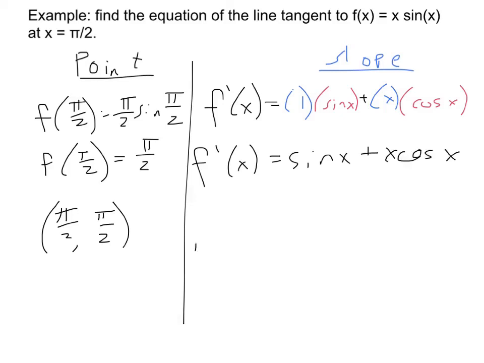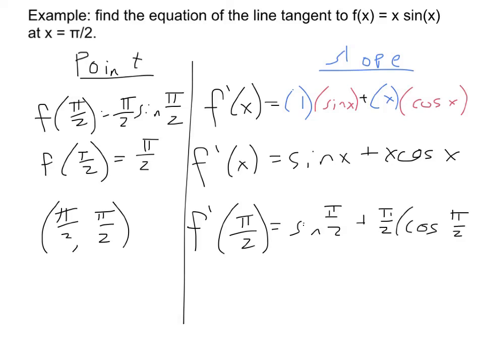Now to find the slope, remember I need to evaluate this thing at pi over 2. So I'll have the sine of pi over 2 plus pi over 2 times the cosine of pi over 2. Well, the sine of pi over 2 is 1, and the cosine of pi over 2 is 0, so that's 0. So my slope ends up just being 1.